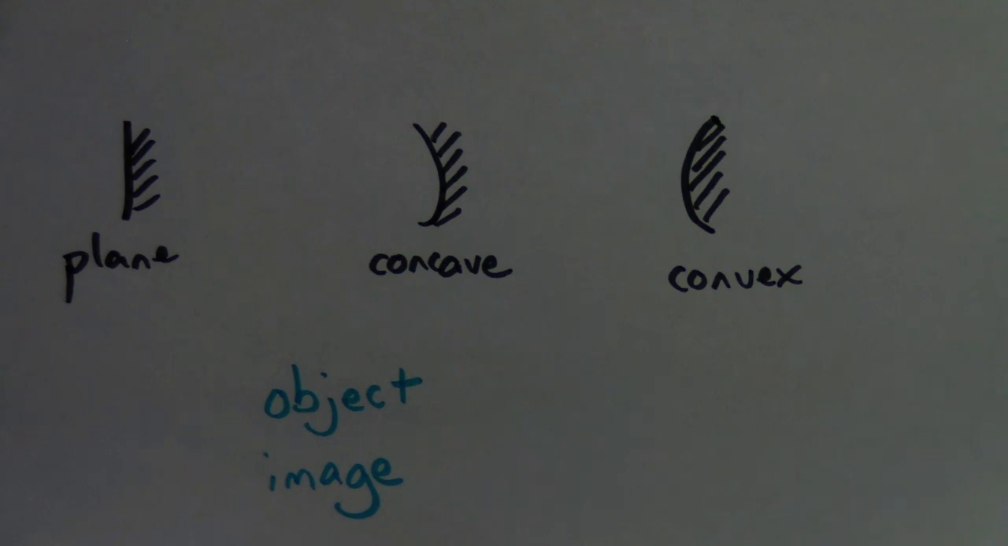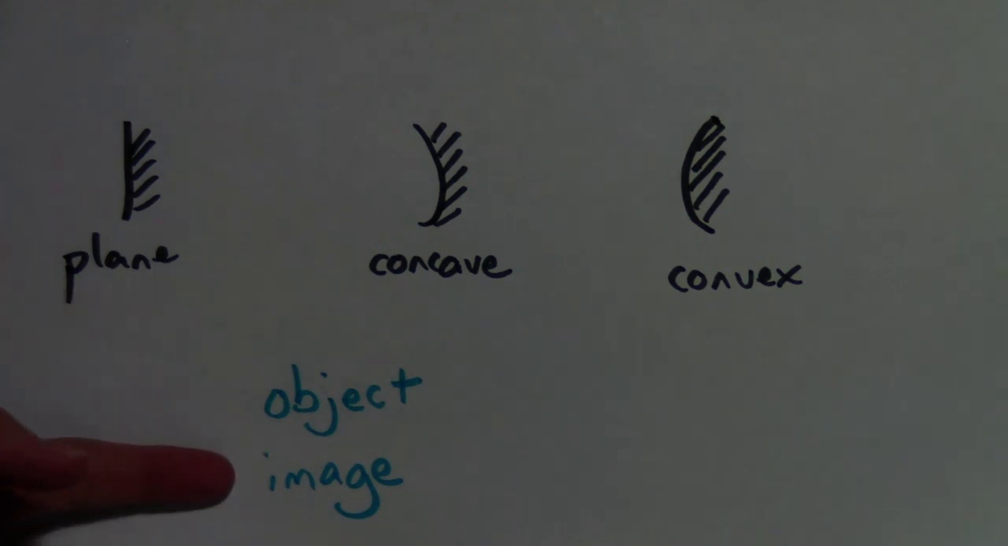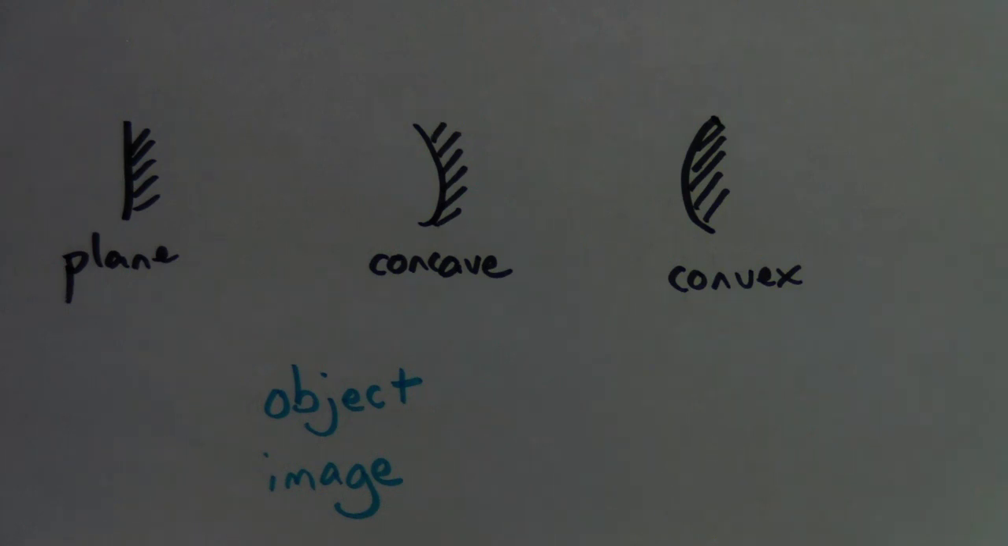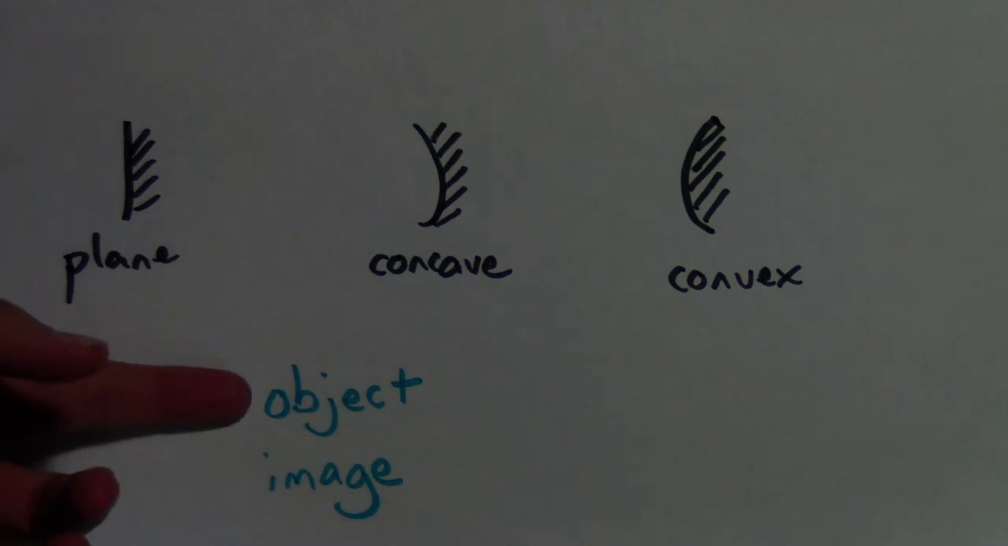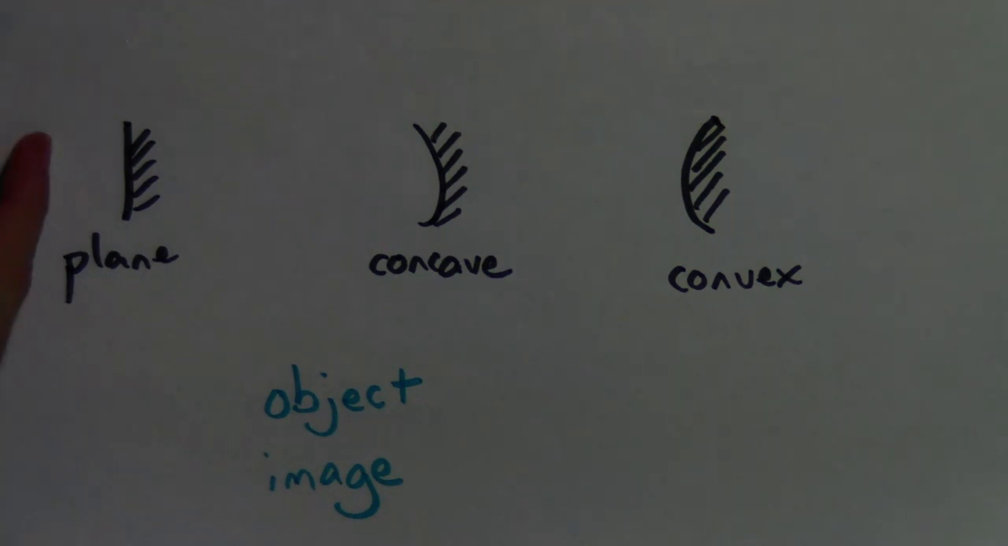Now, while we're talking about terminology, we should introduce a couple other terms that we'll be using over the course of the next few videos in mirrors, and then after that, also in lenses. And so those two terms are object and image. And the object is like the original. So if you're looking at yourself in a mirror, you are the object.